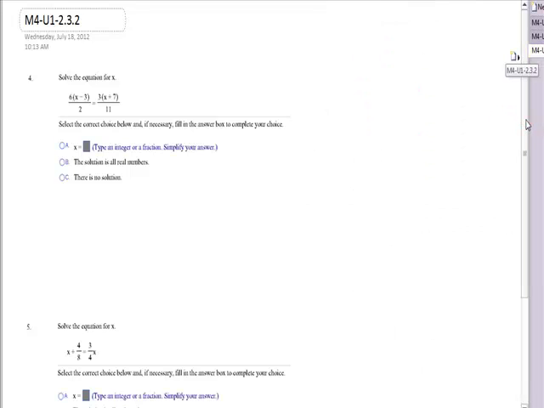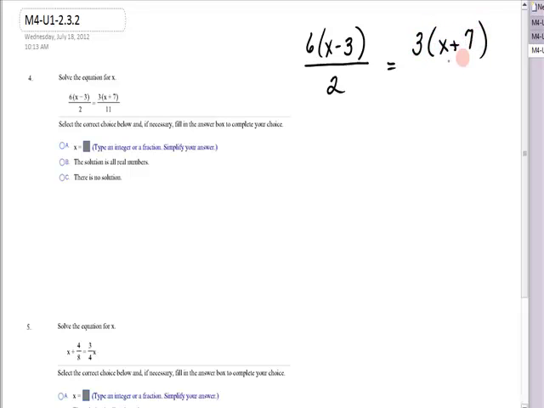Now, this next problem, there's a couple of different things I could do with it. I have 6 parentheses x minus 3 all over 2 is equal to 3 times x plus 7 close parentheses over 11. Now, this is an equation with fractions, very obviously, but this is particularly a proportion because it is a single fraction equal to a single fraction. That's what a proportion is. In letters, it's a over b equals c over d.